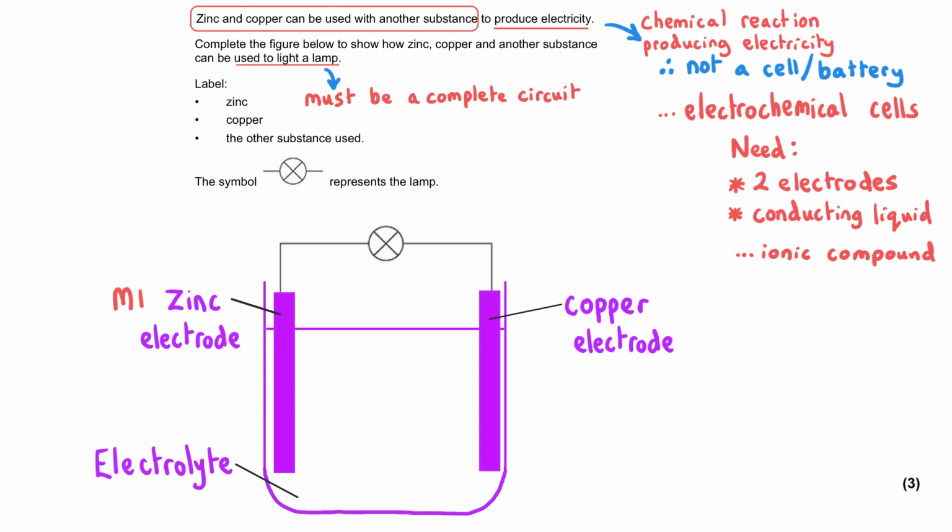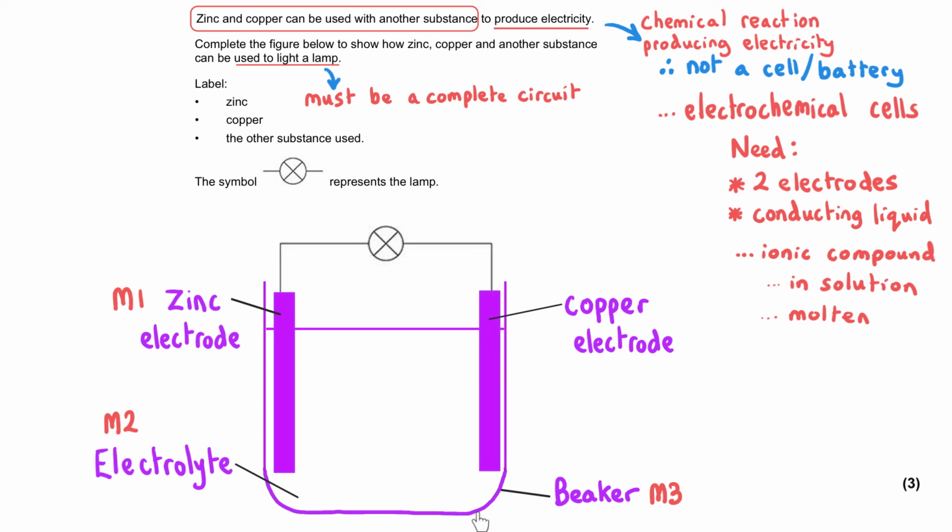And this could be an ionic compound which is dissolved in water, which we would call a solution, or it could be an ionic compound that is molten, which means it has been heated to become a liquid. But we would be fine for our second mark just to label the liquid that the electrodes are sticking into as an electrolyte.